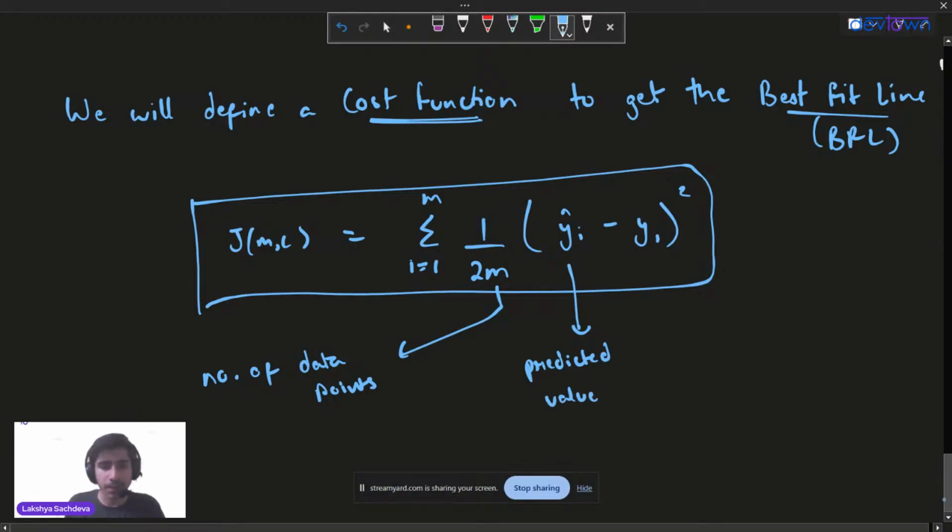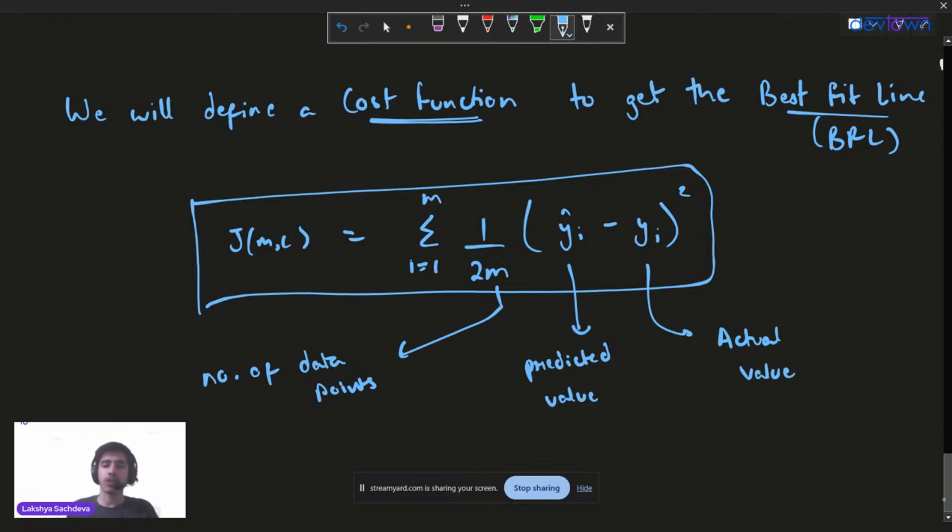Sir, what do you mean by predicted value? It is the value that we are going to predict. Based on some data, we are going to predict some kind of value, right? So this y hat is that predicted value. Then what is this y of i? This y of i is the actual value.